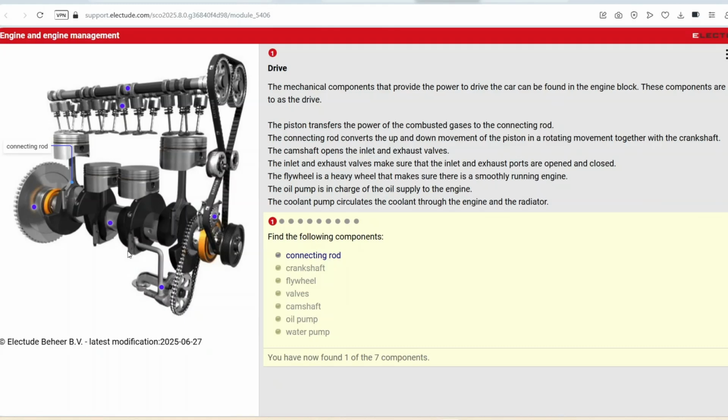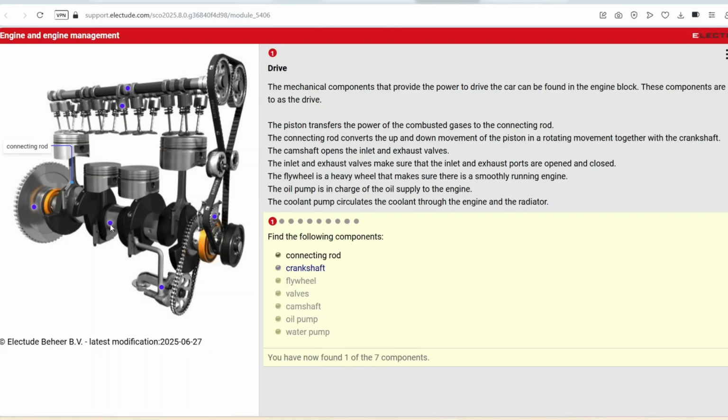Crankshaft. Crankshaft is this one. You've indicated this part, crankshaft. Find this part first, connecting rod. Okay. I found the connecting rod. You have now found one of the 7 components.